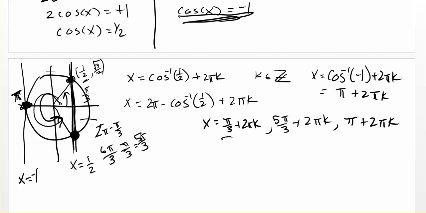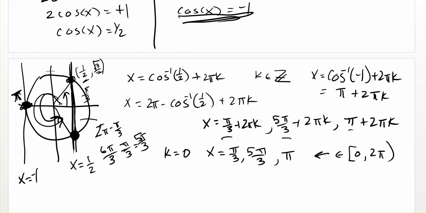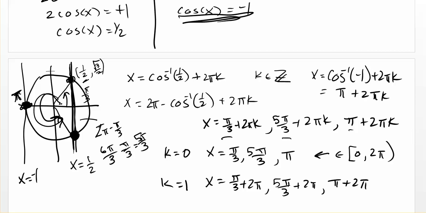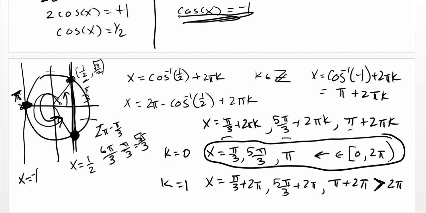So now all of these angles here are positive angles. And so for the k equals 0 solutions, we get x is equal to pi over 3, 5 pi over 3, and pi. All of these are elements of 0 to 2 pi. If k was equal to 1, we would get the solutions x is equal to pi over 3 plus 2 pi, 5 pi over 3 plus 2 pi, and pi plus 2 pi. All of these are greater than 2 pi, so these will not be included in the solution for the initial problem. These here, the k equals 0 values, are on the given domain.